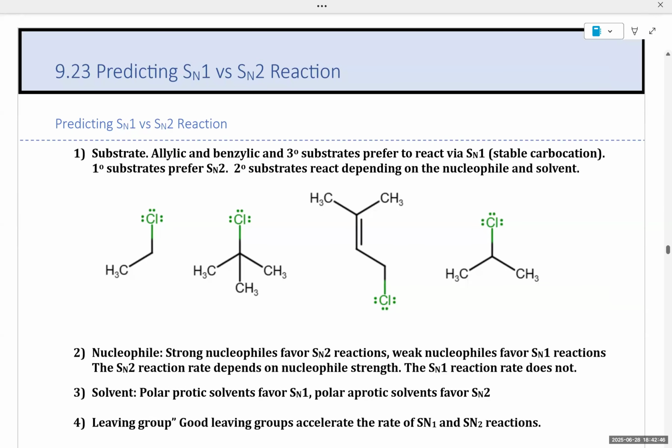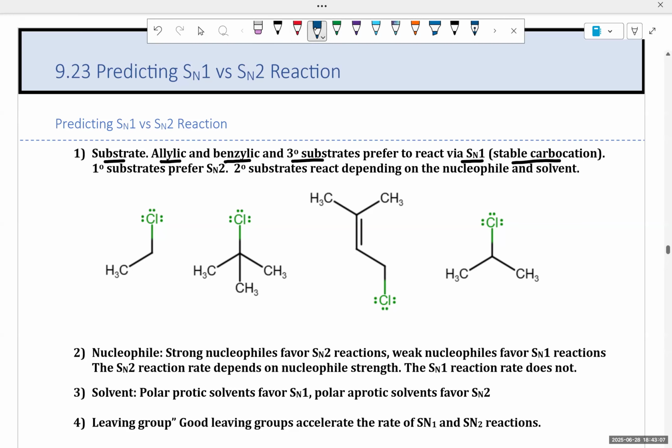Now, we have these two possible substitution reaction pathways. How do we predict whether a reaction proceeds via SN1 or SN2 pathways? The first thing to look at is the substrate. Allylic, benzylic, and tertiary substrates prefer SN1 reactions. They make stable carbocations. Primary substrates prefer SN2. Secondary substrates react depending on the nucleophile and solvent.